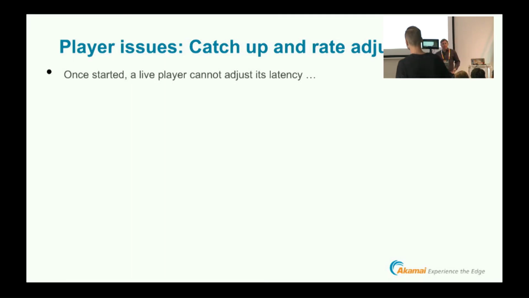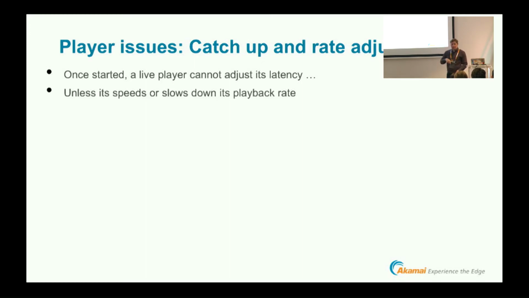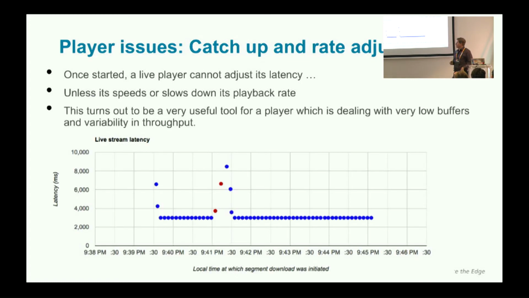You can't do that with a live stream because once you start playback, you're decoding the content at the same rate that the encoder is making it. So you stay the same distance behind live. Now that statement's true unless you speed up or slow down your playback rate. So now you can start to adjust. Once you start playing, if you want to get closer to the live point, you start playing faster than real time. And if you want to pull yourself back from the live point, you start playing slower than real time.